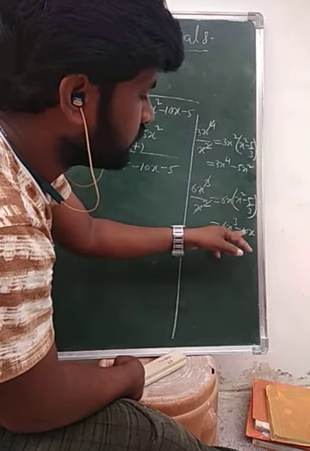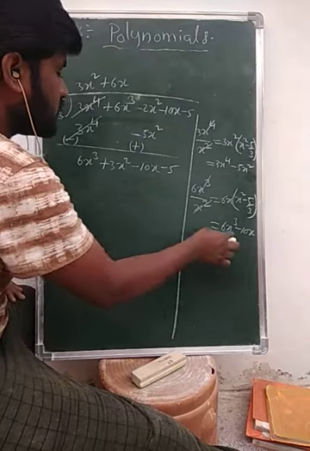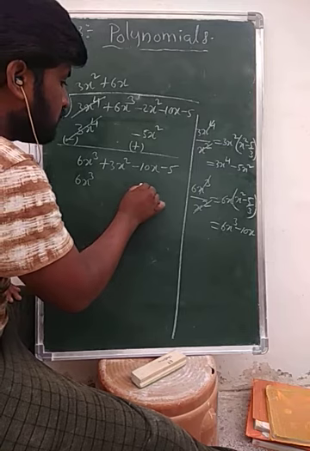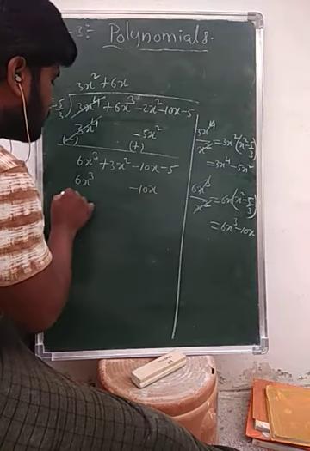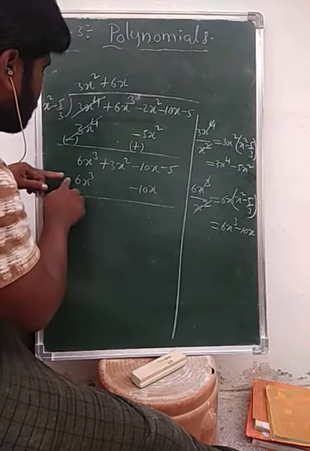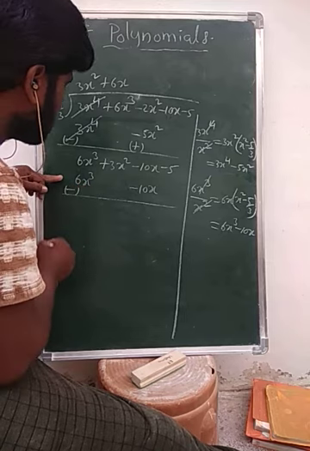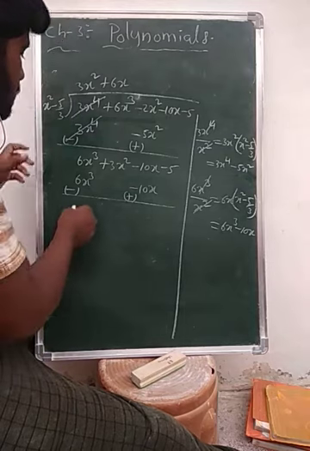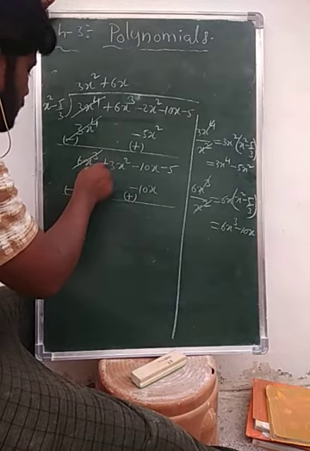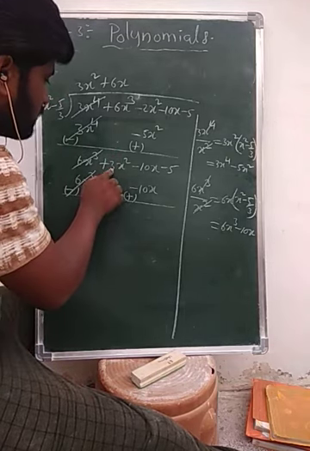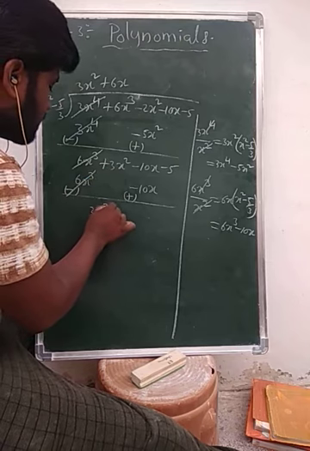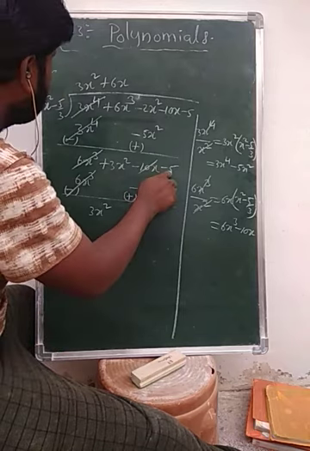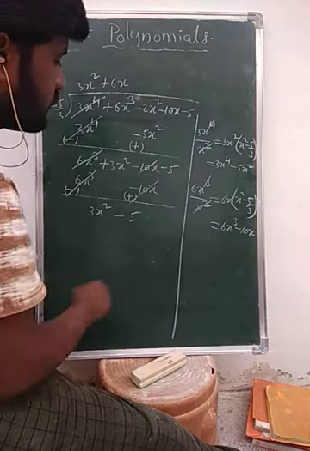2x into minus 5, that is minus 10x. You write this part here, that is 6x cube minus 10x. By changing the signs here, plus 6x cube becomes minus 6x cube, and minus 10x becomes plus 10x. So clearly plus 6x cube minus 6x cube cancel. Here plus 3x square, minus 10x plus 10x cancel. Here that is minus 1.